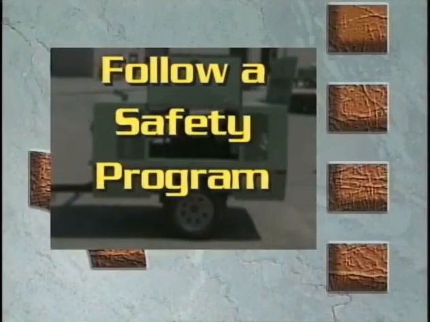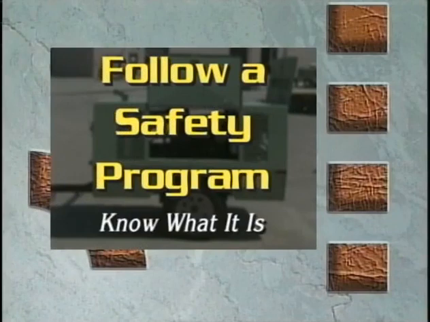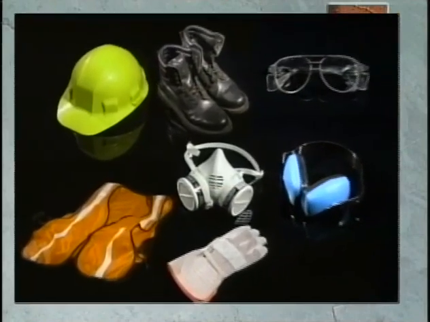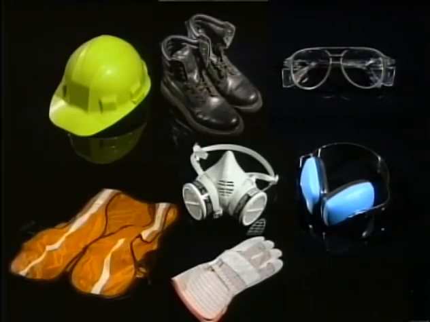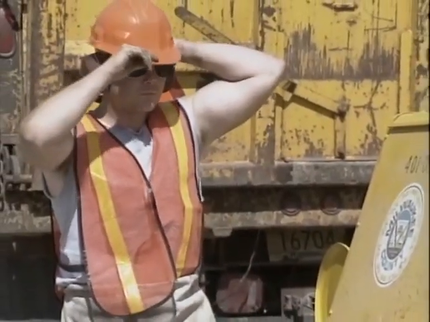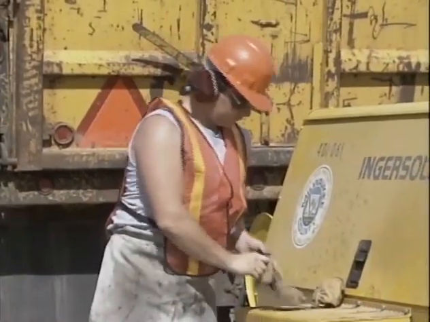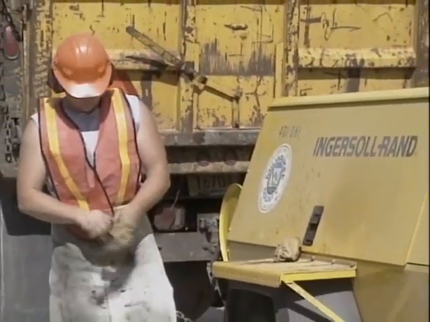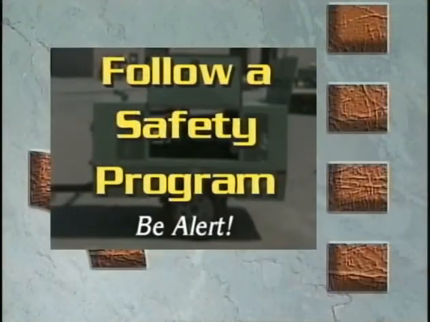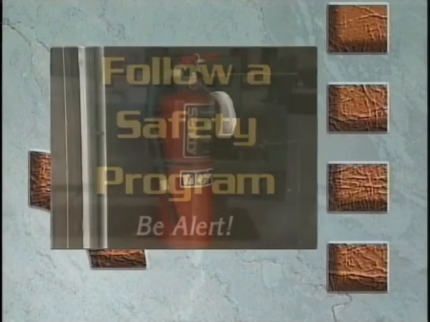Follow a safety program. Know what it is. Consult your supervisor for specific instructions on a job and the personal safety equipment required. For instance, you may need hard hat, safety shoes, eye protection, face protection, heavy gloves, reflector vests, ear protectors, respirators. Do not wear loose clothing or any accessory, flopping cuffs, dangling neckties and scarves, or jewelry that can catch in moving parts.